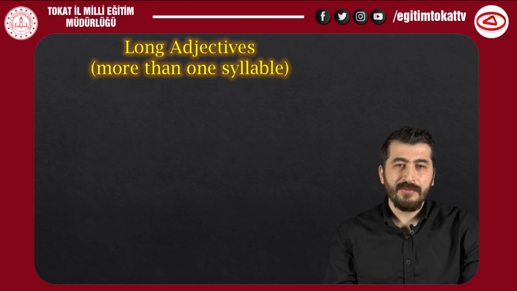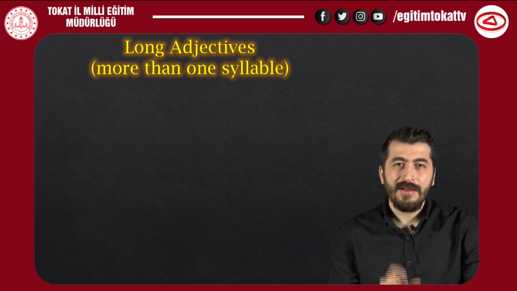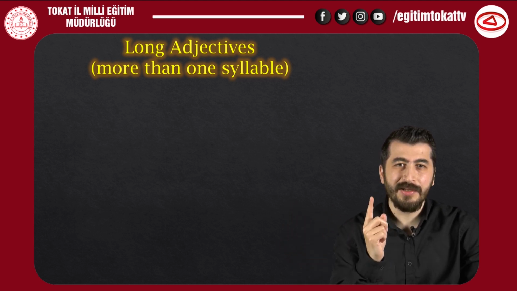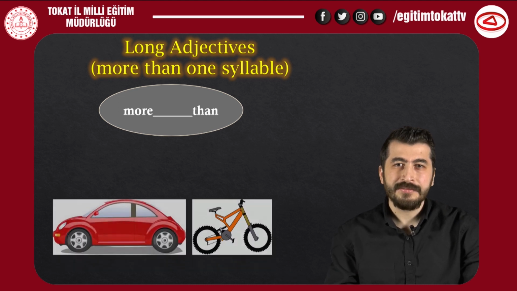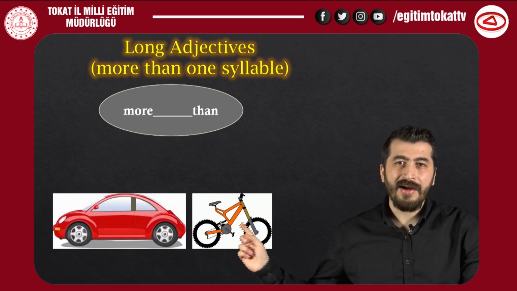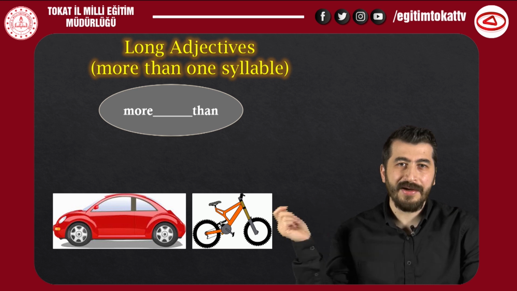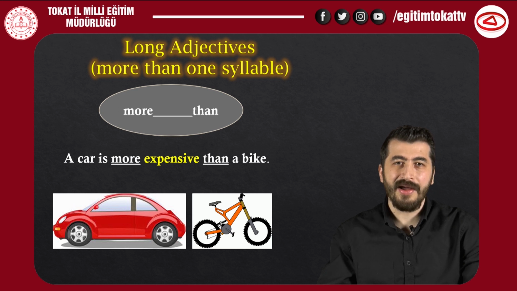Long adjectives have more than one syllable. What kind of long adjectives do we know? Beautiful, interesting. Look at that. Beautiful is a long adjective. Interesting, long. Not only one syllable. So what do we use? More than, more beautiful than, more interesting than. And we have car and bike and expensive. Let's compare. A car is more expensive than a bike.